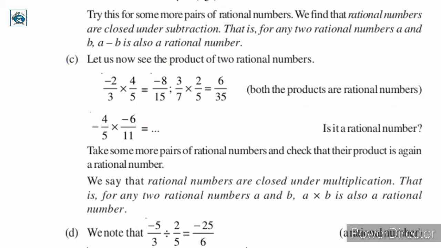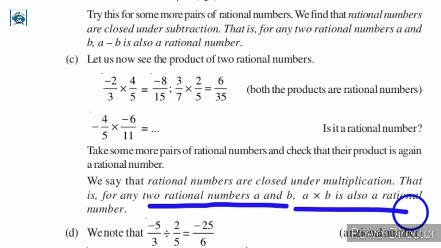So we can take other examples of rational numbers and we will find that their product is again a rational number. So now you know what the answer is. Rational numbers are closed under multiplication. That is, if you consider any two rational numbers a and b, then a multiplied by b is also a rational number.